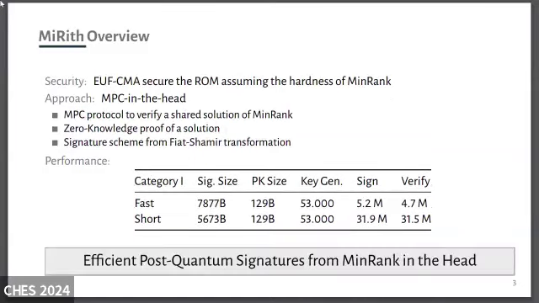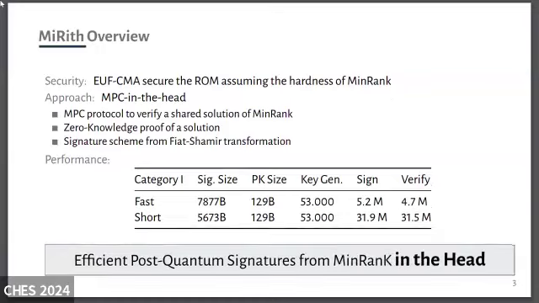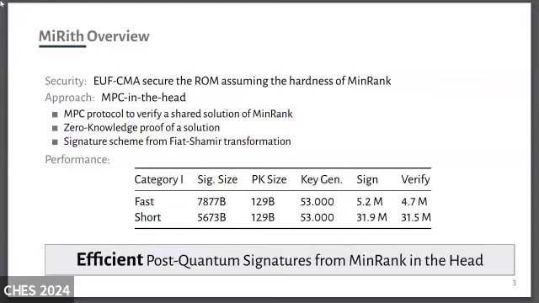The rest of this talk will follow the title of the paper, Efficient Post-Quantum Signatures from Min-Rank in the Head. I will first talk about min-rank, the problem we are basing our signature scheme on. Next, I will talk about in the head, what MPC in the head is. And last but not least, I will talk a little bit about efficiency.